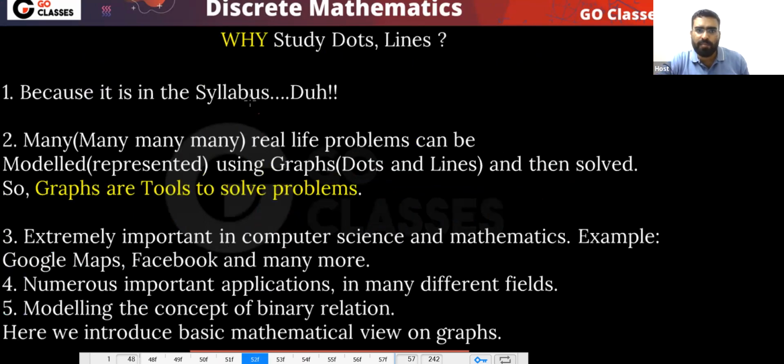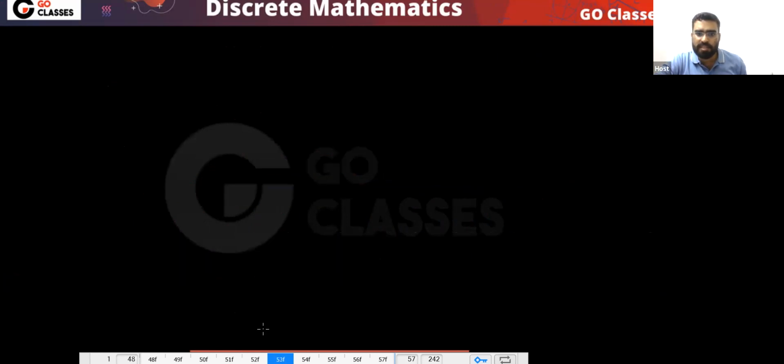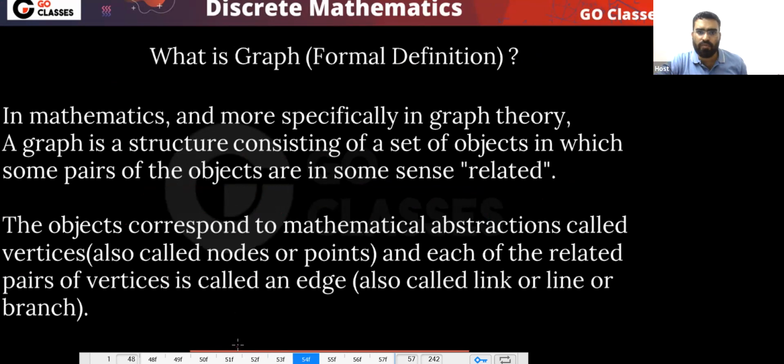Why do we study graph theory? Because it is in the syllabus, and also many real life problems you can represent, you can model using a graph. So basically graphs are tools to solve problems. Many examples you can take, like Google Map, Facebook, and many other examples. So this is the definition of graph theory.